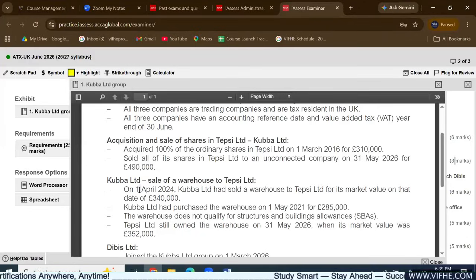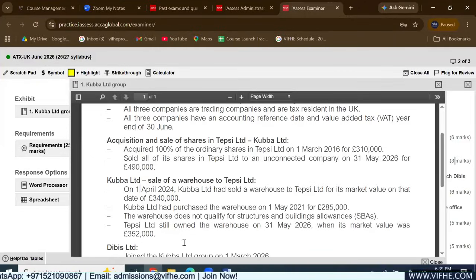But the irony is that when Tepsi Limited left the Kuba Limited group, and unfortunately that happened within 3 years of acquiring the asset via no gain, no loss basis, that is actually a total game changer, because now this SDLT is going to be due in respect of the asset previously transferred to Tepsi Limited, and Tepsi Limited, being the acquirer, the purchaser of the building, shall have to pay this tax.